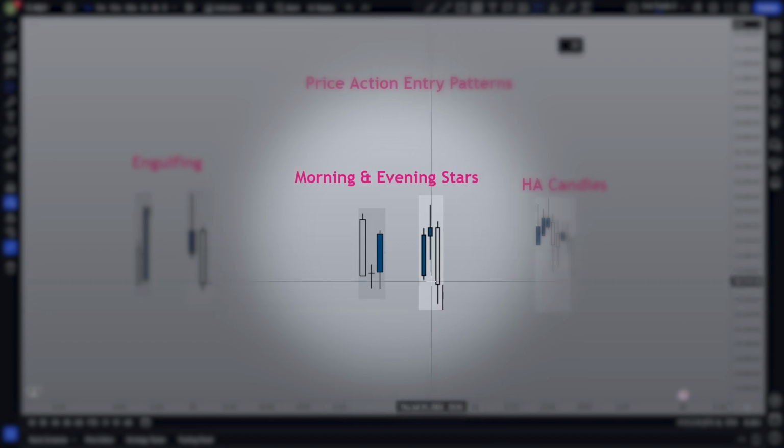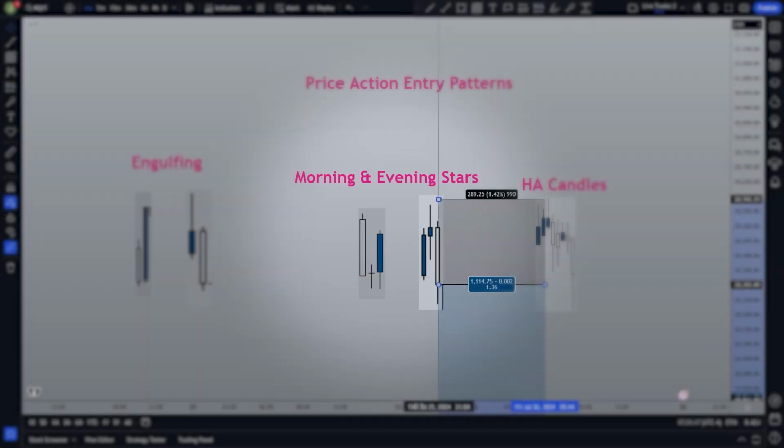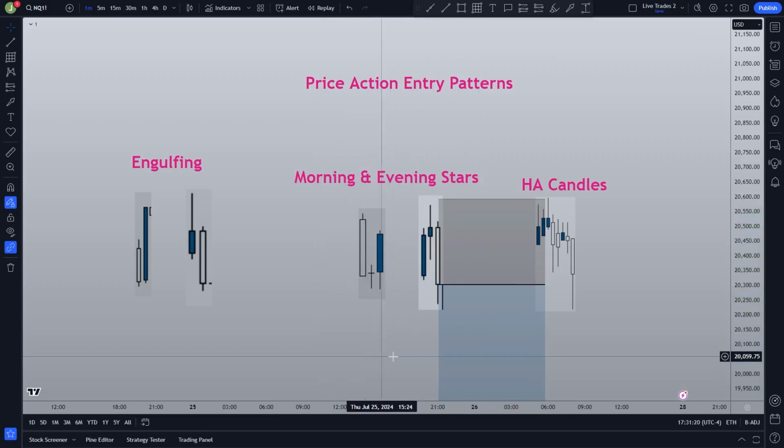For this entry pattern, you'd be looking to enter at the close of the third candle. You'd place your stop loss on the other side of the star pattern, and then you would target your take profit as normal. Combine any or all of these entries with points of interest for an easy foundation to a trading strategy.